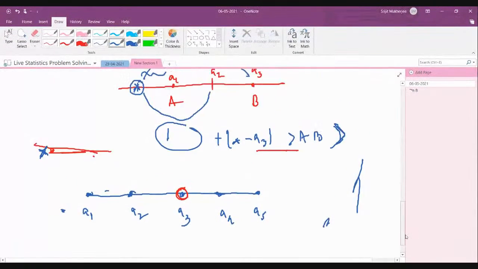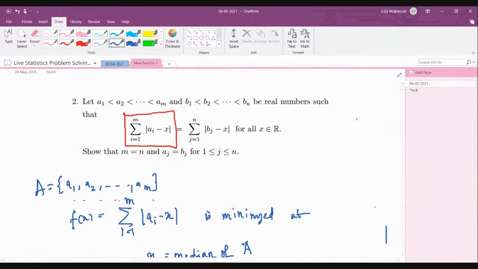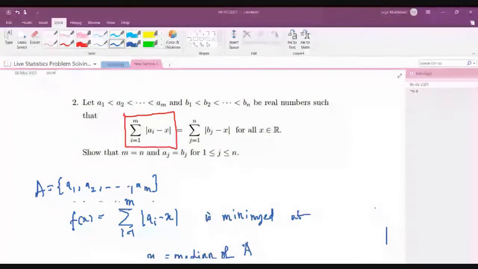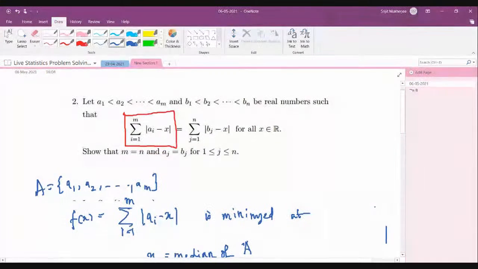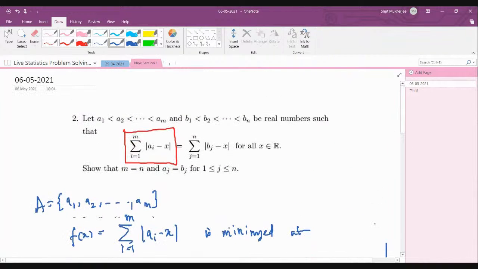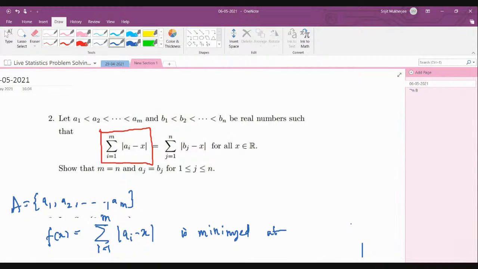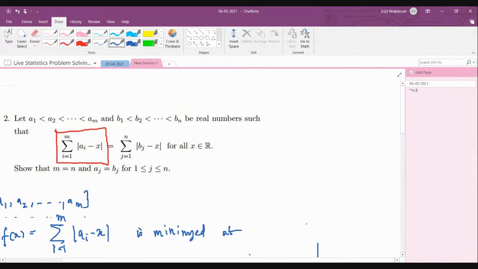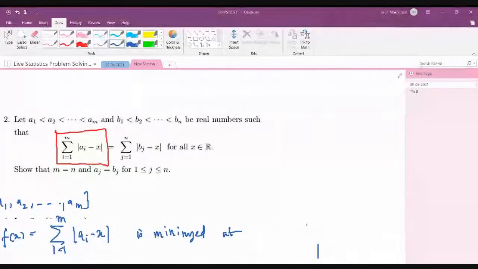Coming back to this problem: this sum is minimized at the median, and that sum is minimized at the median. It keeps on decreasing and minimizing at the median. So what's the hint for this problem? Can you use this as a hint to this problem, guys? I will give you a minute to think about it.